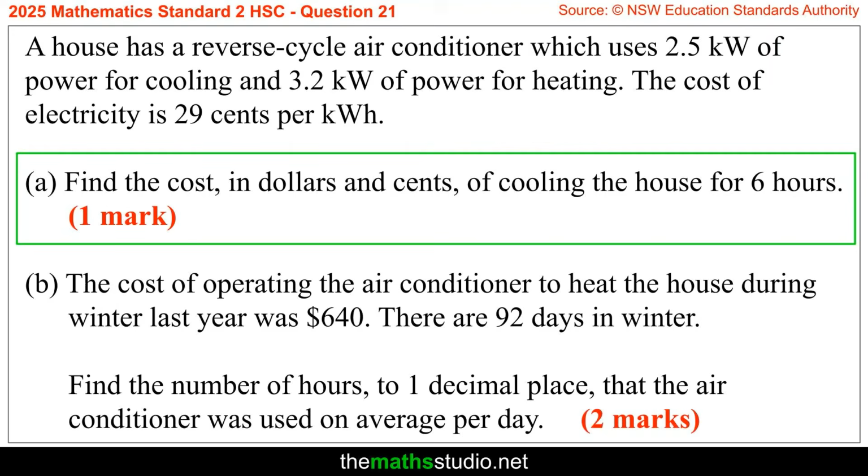Question 21. A house has a reverse cycle air conditioner which uses 2.5 kilowatts of power for cooling and 3.2 kilowatts of power for heating. The cost of electricity is 29 cents per kilowatt hour. Part A. Find the cost in dollars and cents of cooling the house for 6 hours.